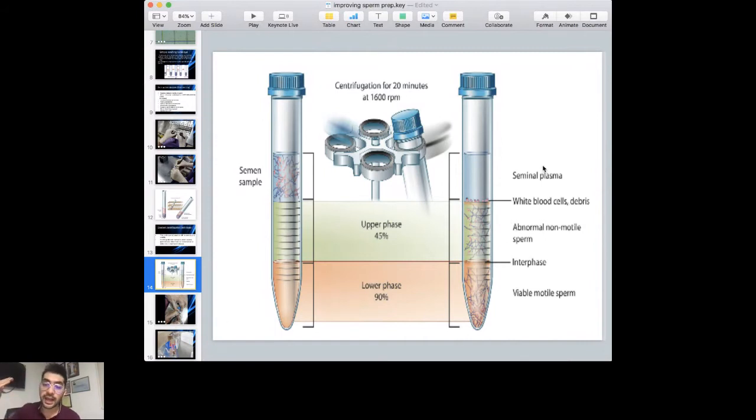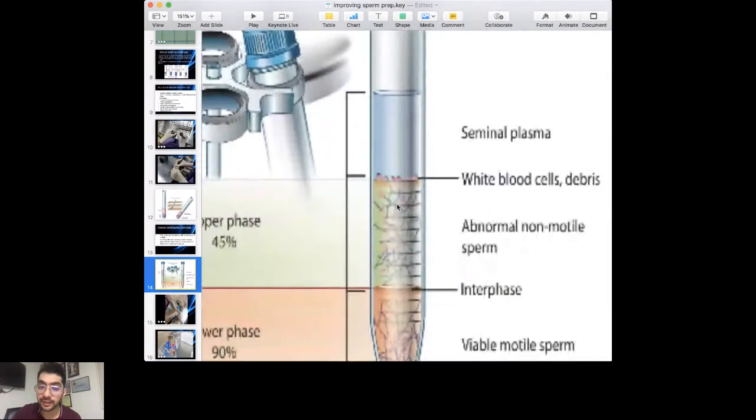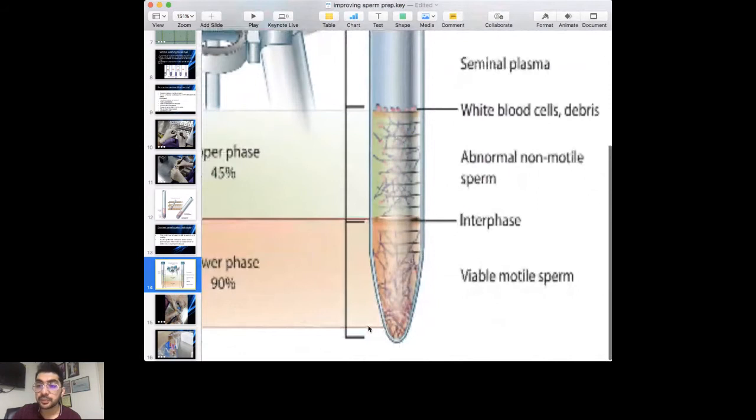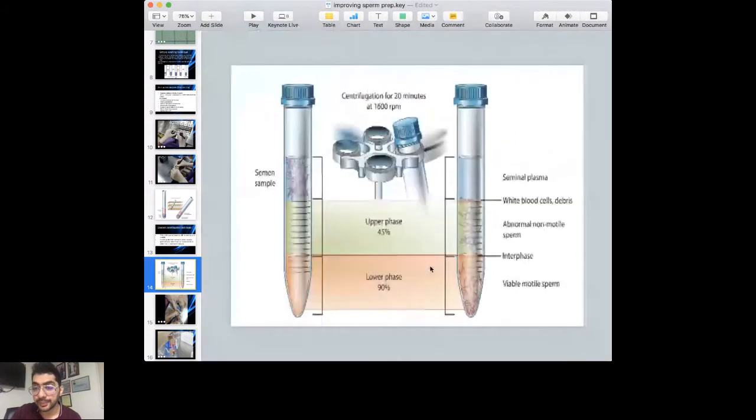So your seminal plasma is going to stay on top. You will have your white blood cells, which are the largest cells, which will actually separate at the first interface. Then your abnormal non-motile sperms will actually separate in the first layer itself. Your immotile normal sperms will actually separate out here, and only the viable sperms which have good motility and good morphology come into the final pellet. So this is basically how density gradient works, right?